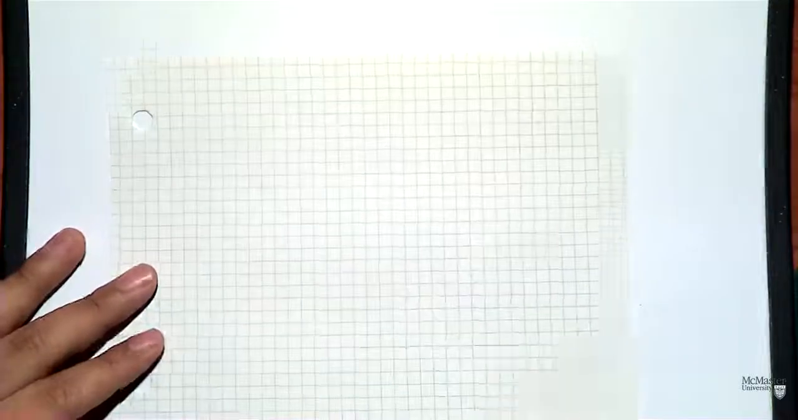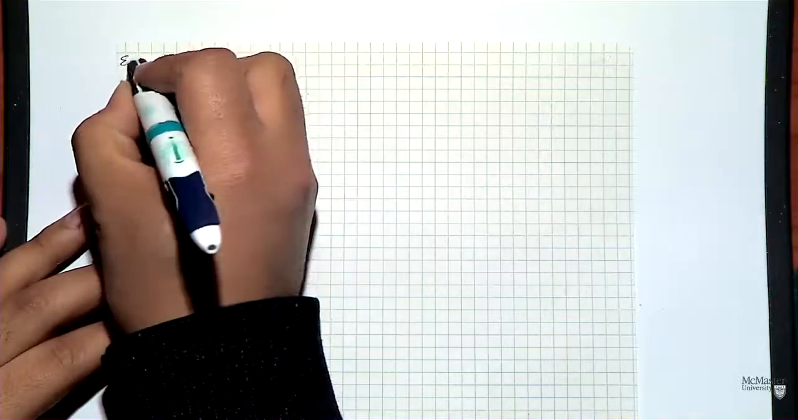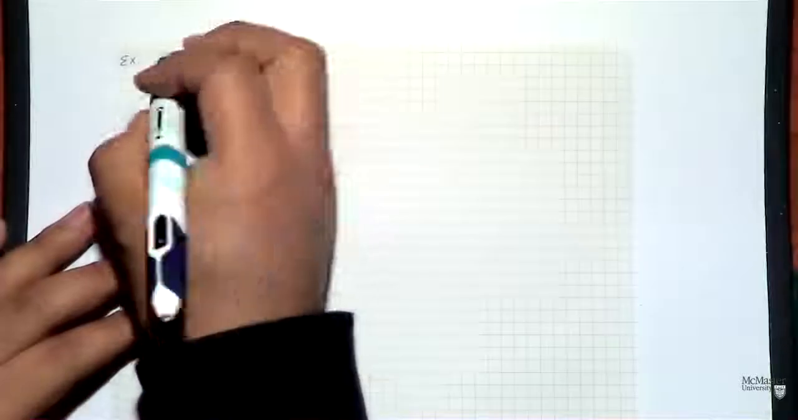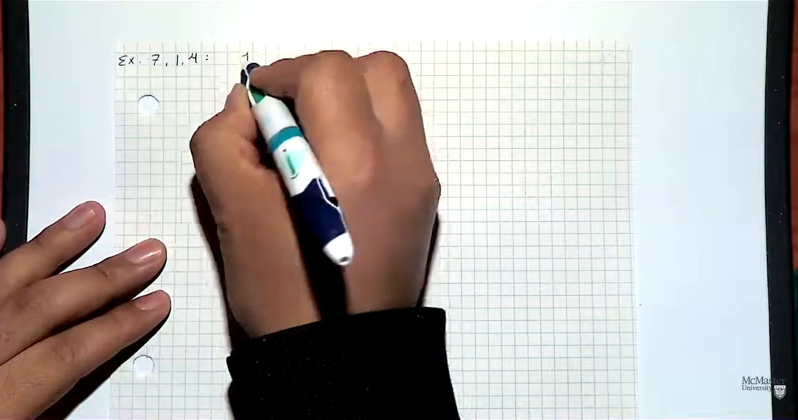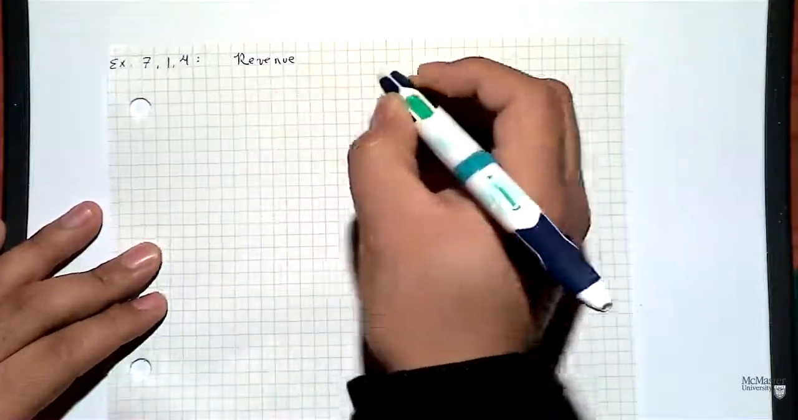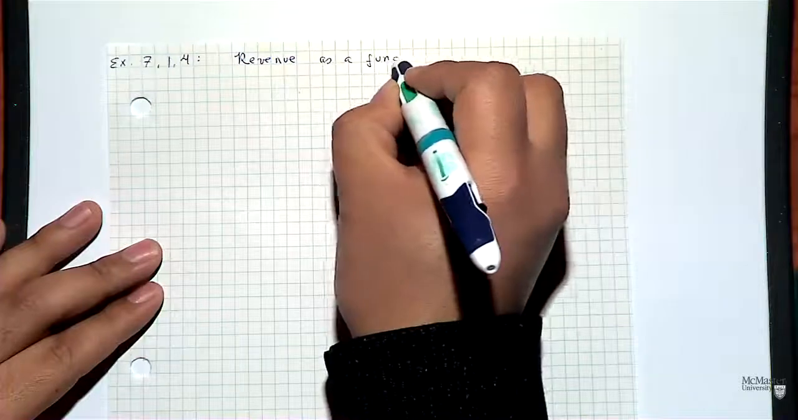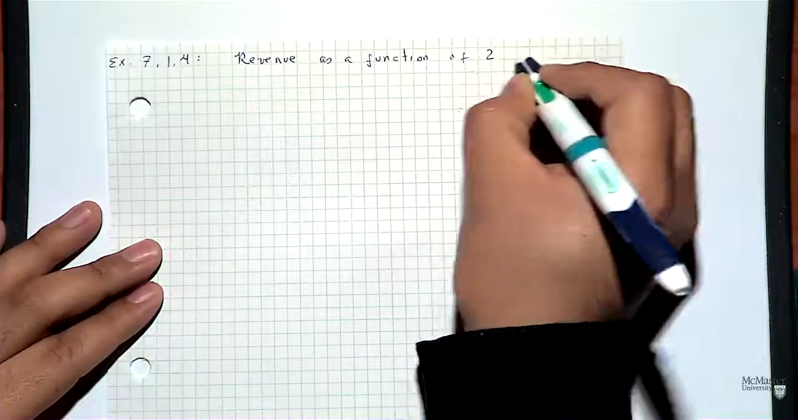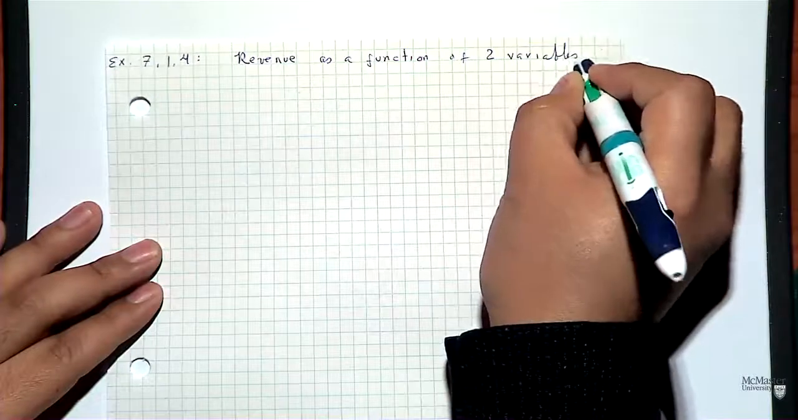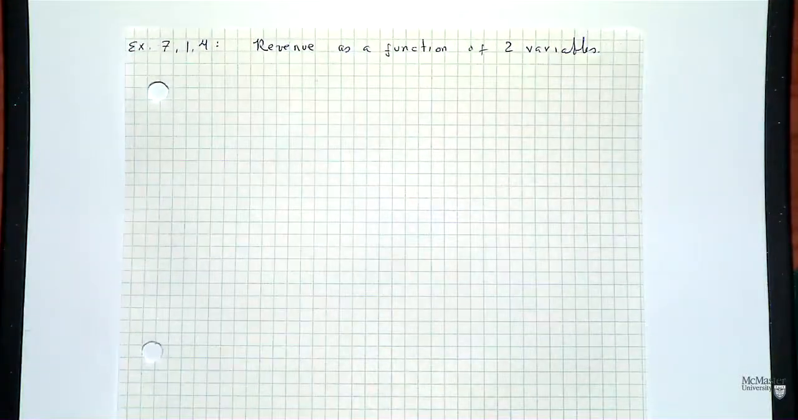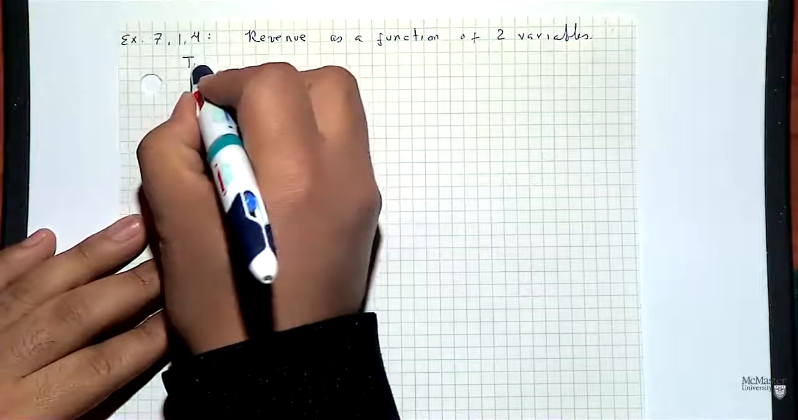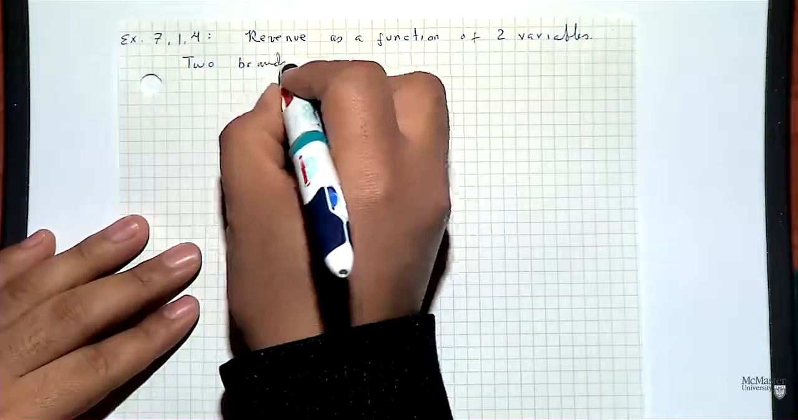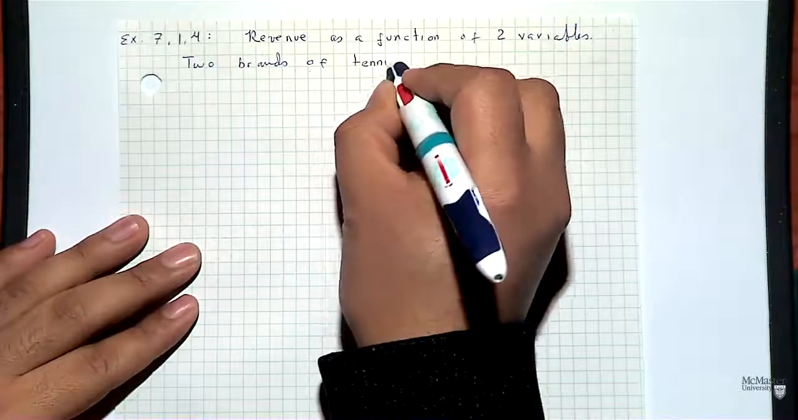Well, the first application problem is to see why this might be useful in a revenue computation. So if you go to exercise 7.1.4, we have the revenue as a function of two variables. The statement of the problem in the textbook is a little bit long, so I will just give the important information. Basically, you have a sports store, and you have two brands of tennis rackets.